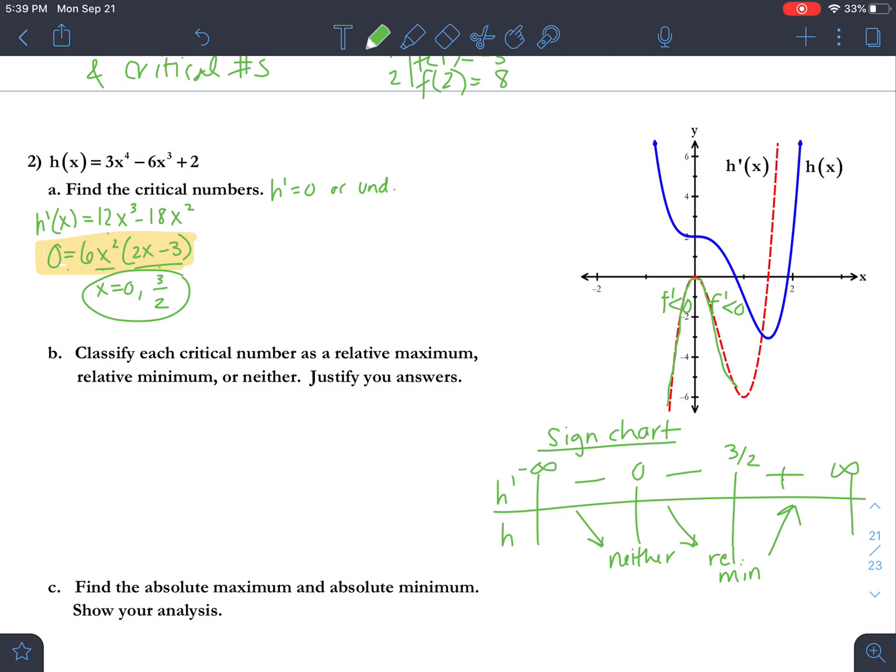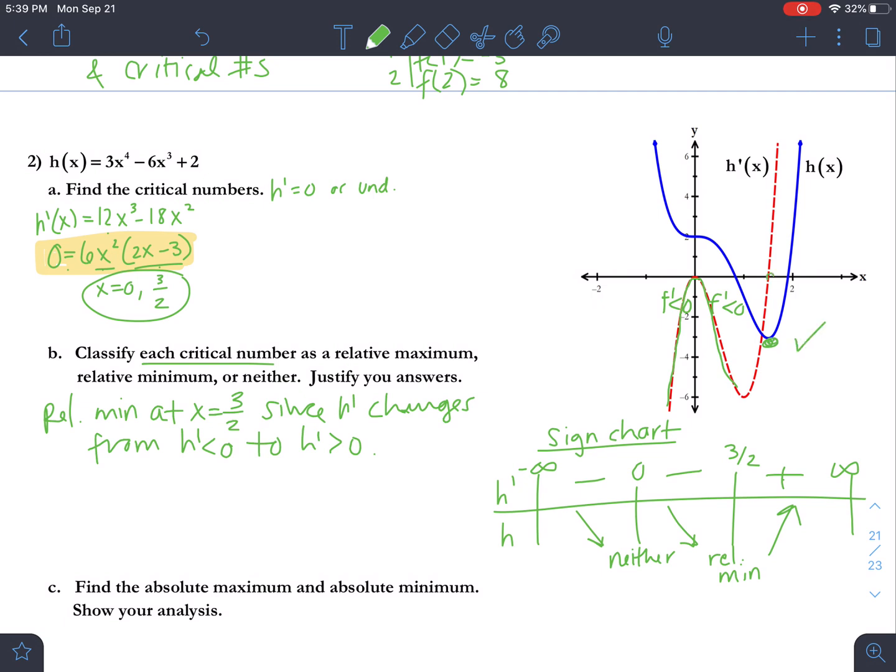Okay, so let's classify. And remember, we have to do each one. So we're going to talk about the minimum, which we just wrote. So it's a relative min at x equals 3/2 since h prime changes from h prime is less than 0, or you could say h prime negative, to h prime positive. And you'll notice that right here, that one looks good. This is a relative minimum. We had an x-intercept where it changed from negative to positive on the derivative graph. So that one looks good to us since we have the graph to guarantee it.